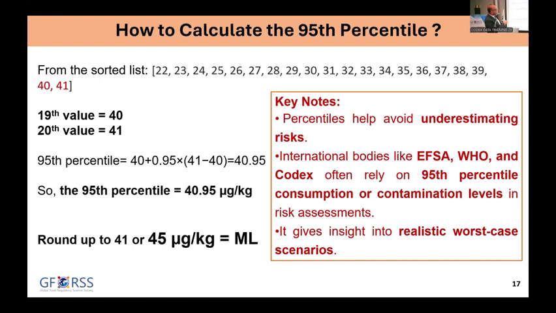Okay, so if I want to calculate the 95th percentile, I will go for this formula without going into more detail, because nowadays we use electronic ways, and it will lead to 40.95 micrograms per kilogram as the 95th percentile. And as we said, based on Codex guidance, in order to go to the worst case scenario, we round up this value to 41, or even we can go to 45. It depends on our assessment and our study at this level.